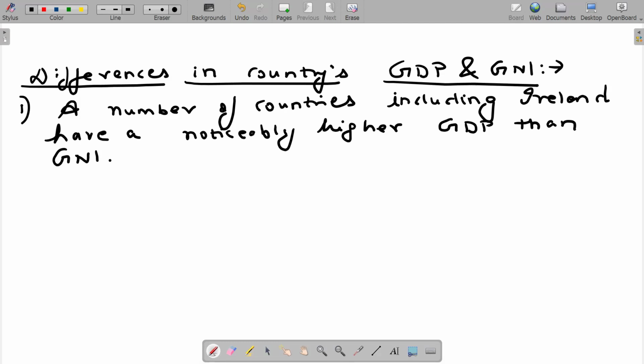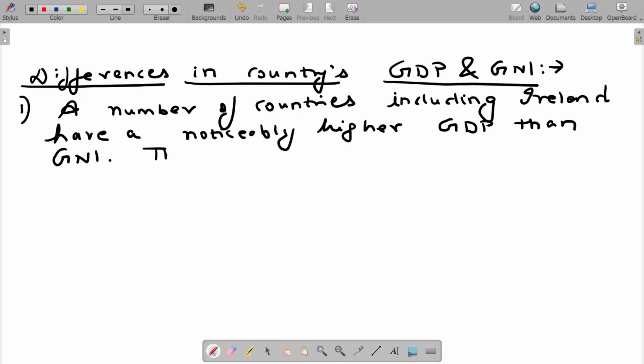Now, countries where GDP is higher than GNI would mean that such countries attract a lot of foreign direct investment. That means a lot of output and income is generated within the domestic territory of an economy, but a lot of it doesn't belong to the residents. It has to be paid to the foreigners. Now, when a country receives a lot of FDI, that country will have a very high GDP, but GNI will be lower because ultimately that foreign direct investment is done by a foreign company in your economy, and whatever income is generated will be taken back to the parent company.